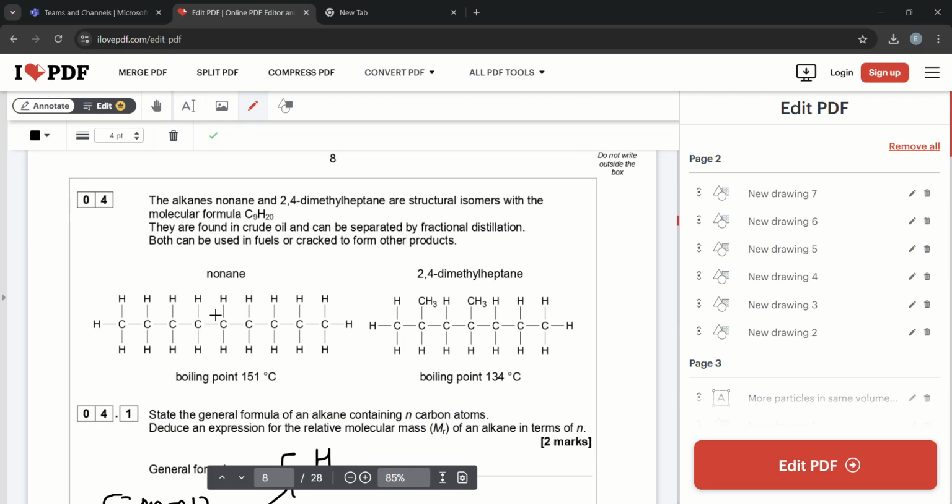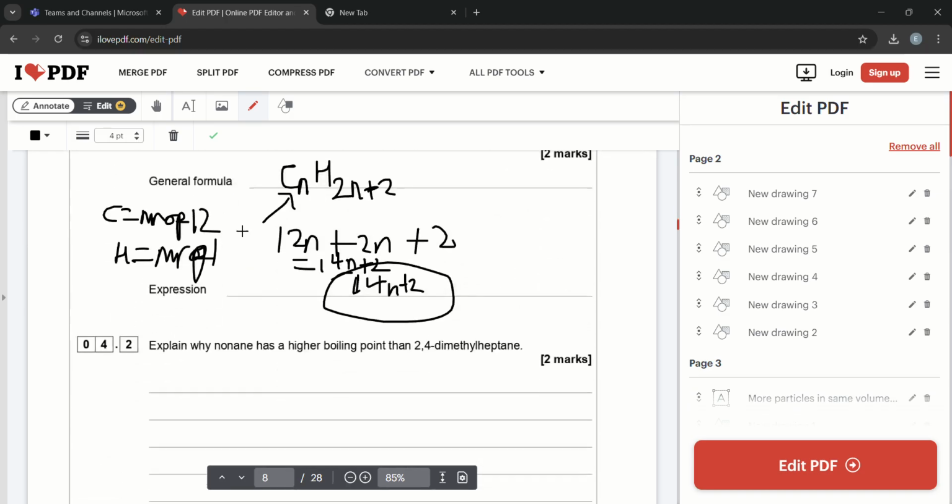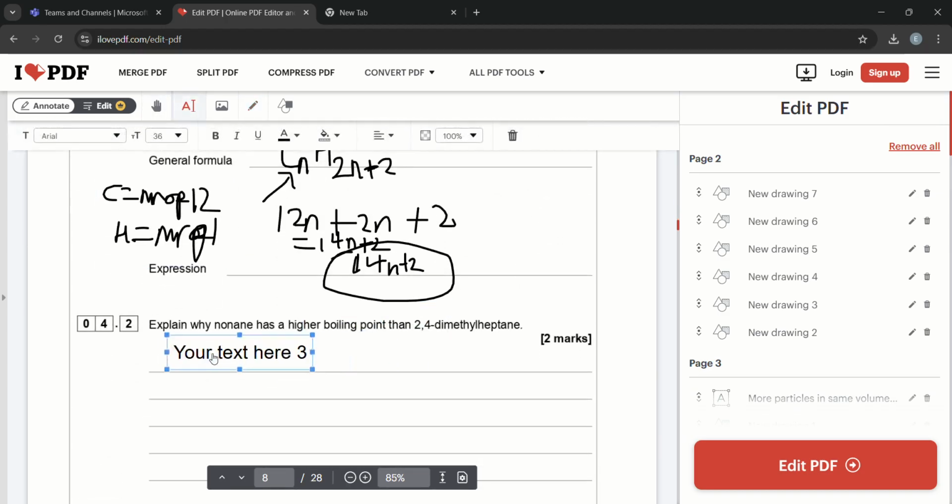Explain why nonane has a higher boiling point than 2,2,4-dimethylheptane. First thing you can see is nonane is a straight carbon chain. 2,2,4-dimethylheptane has a couple of bent ones, so it's definitely going to be because of that.